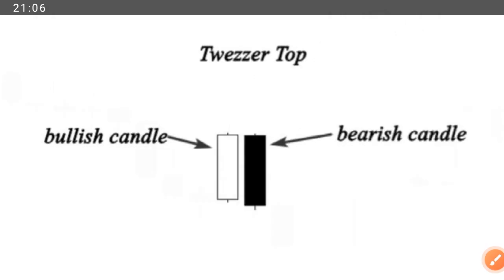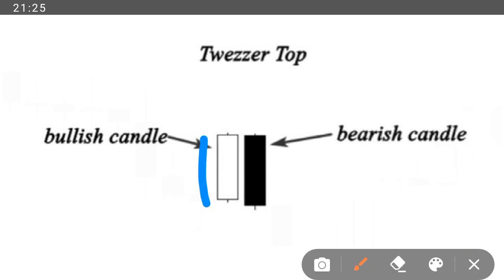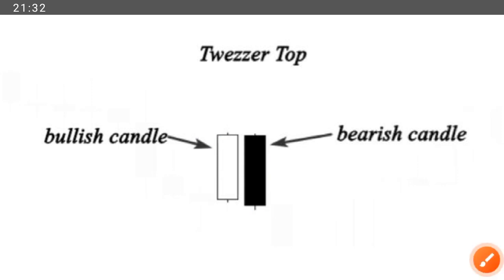Now, look at tweezer top. The first was a bullish candle. Then the second one was a bearish candle. What does this mean? Price went up, and suddenly went down again and closed at the same level or almost the same level. What does this mean?